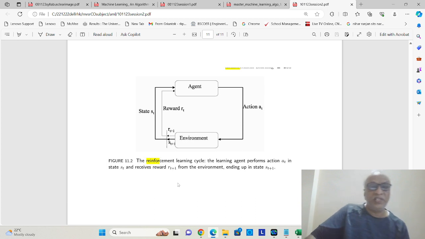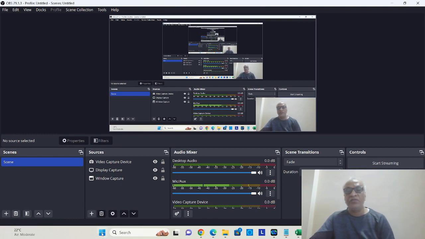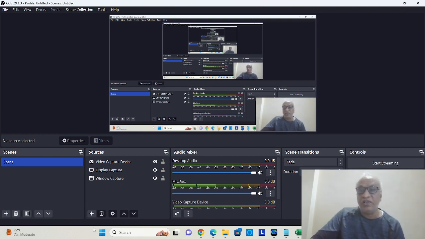This diagram elaborates it further. This is the diagram for the reinforcement learning cycle. There is a learning agent which performs an action A_t at a state S_t, and the reward it gets is R_t+1 from the environment, ending in a state S_t+1. So these were a few basics about supervised, semi-supervised, and reinforcement learning in today's session. Hope you like the session.